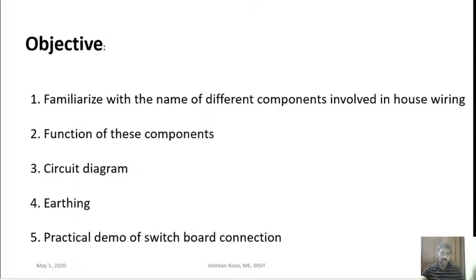Now finally we will see what the importance of earthing is, and at the end we will see one practical demo of how a switchboard connection is actually made. This is basically one of the YouTube videos that is embedded in this slide, okay.